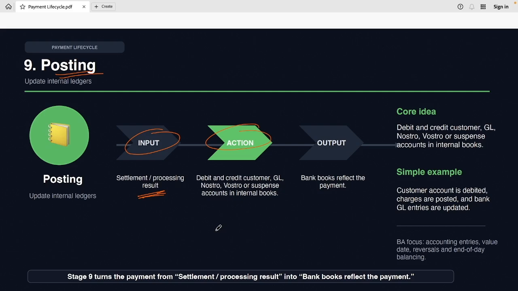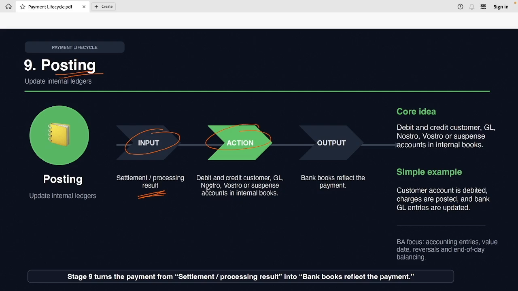The payment may affect customer account, bank GL account, fee account, nostro account, vostro account, settlement account, suspense account, office account, and so on. Okay, let me just give you a quick discussion on a general ledger. So when you hear general ledger, it's a bank's main accounting record. Actually, it contains the entries representing the assets, liabilities, income, expense, fees, refunds, settlement position, and so on.